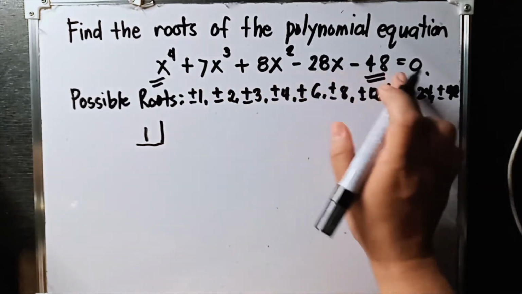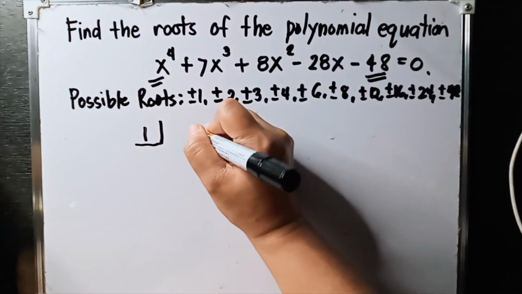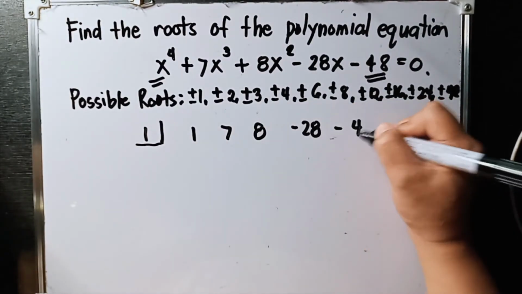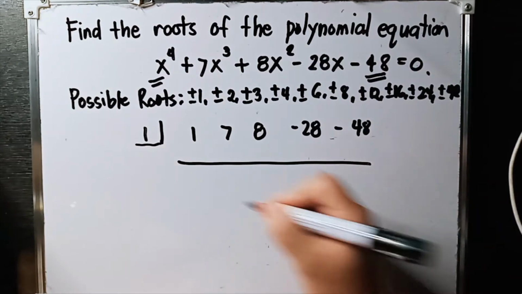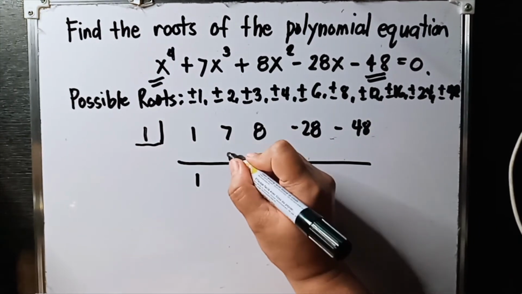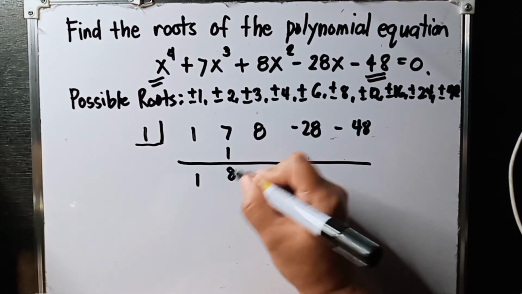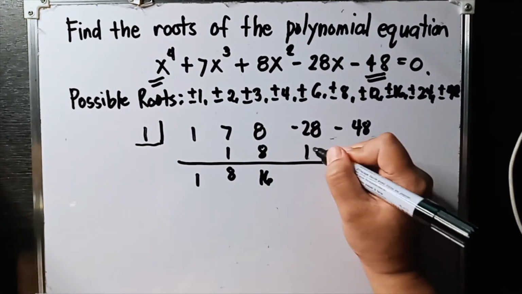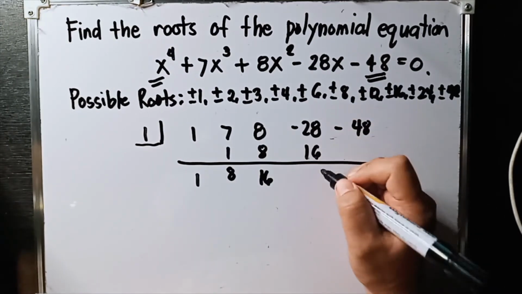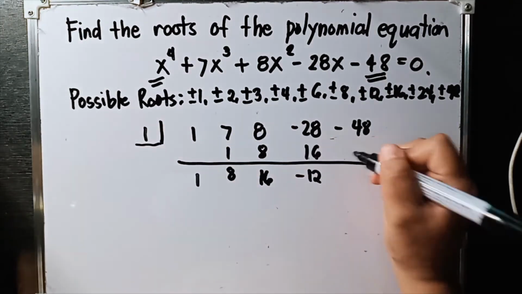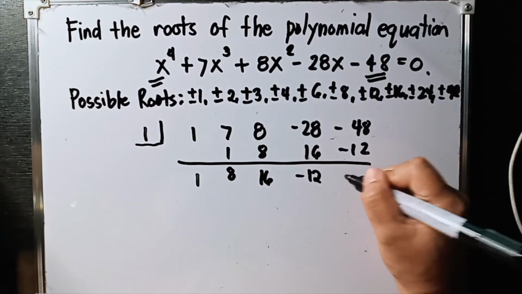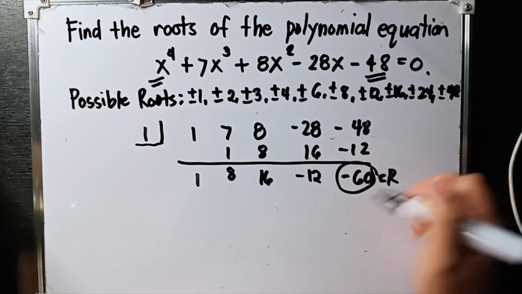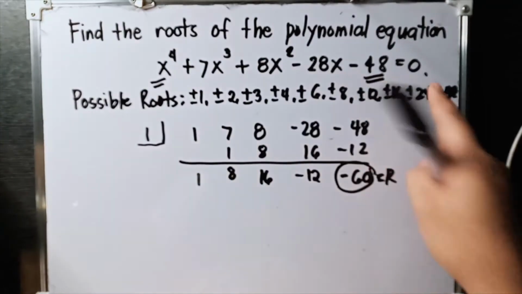First, we need to make a test for the possible root 1. We're going to get the coefficients and use synthetic division: 1, 7, 8, negative 28, negative 48. First we bring down 1. 1 times 1 is 1. We add, we have 8. 8 times 1 is 8. We add, we have 16. 16 times 1 is 16. Negative 28 plus 16 is negative 12. We multiply, we have negative 12, and then we add, we have negative 60. So we have a remainder which is negative 60. That means that 1 is not a root of this polynomial.